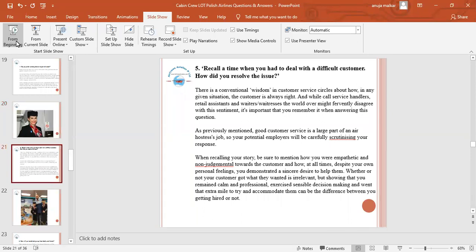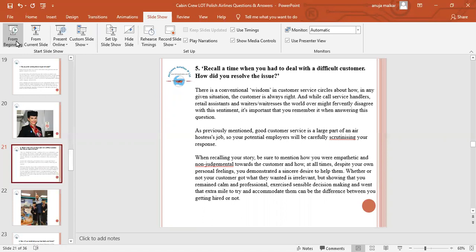Next question. Recall a time when you had to deal with a difficult customer. How did you resolve the issue? So this question tells us your problem solving skills, how creative you are in it.